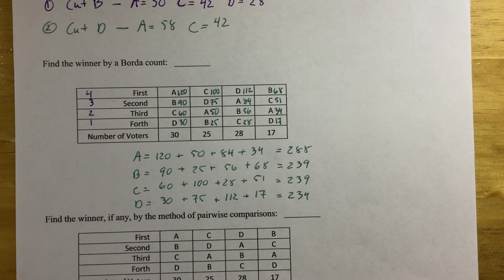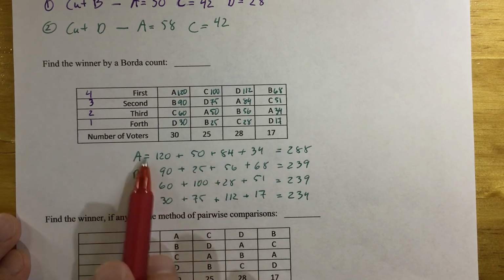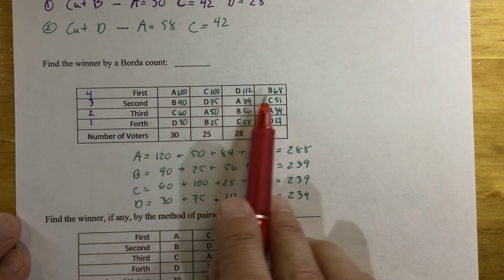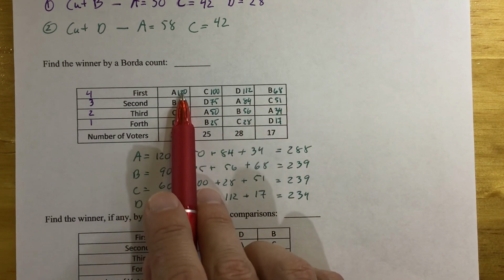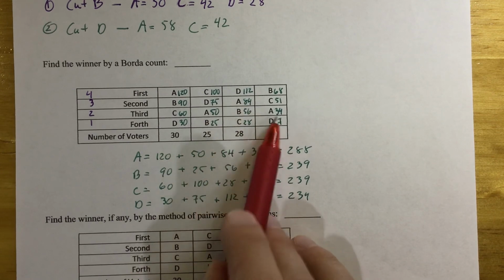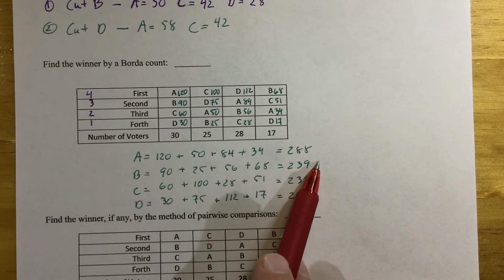Because when it comes to adding up the total votes, we can do them like this. Just go A, B, C, D. A is going to exist in every column, so there are 4 values that I need. Here are my values. A is going to get a 120, a 50, an 84, and a 34. 120, 50, 84, 34. Then you add them all up.